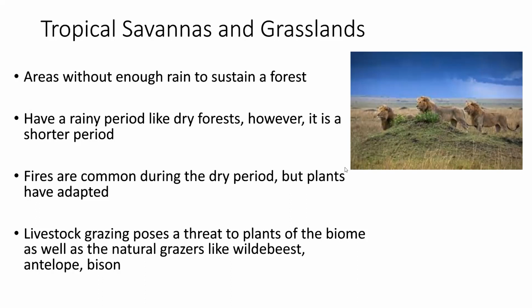And what's common in the savanna, if you think about it, we don't have as much water as the rainforest and things like that, so fires are going to be more common. And because of that, the plants have actually adapted to survive these different types of fires, so that when the fire comes through, they're still going to be able to survive and reestablish themselves afterwards.